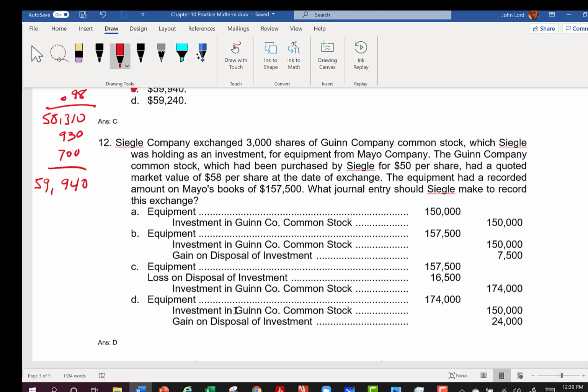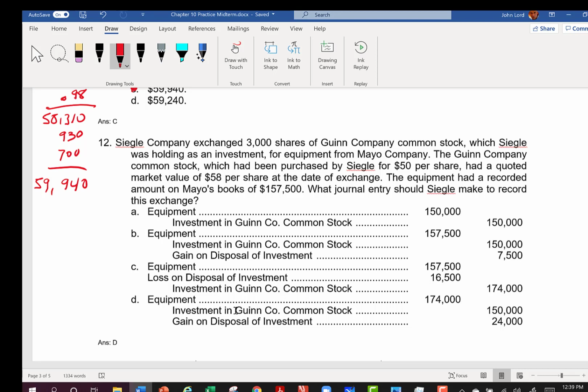Siegel Company exchanged 3,000 shares of Gwynn Company common stock, which Siegel was holding as an investment, for equipment from Mayo Company. So I hold the stock of one company. I'm going to give that stock of that company to another company in exchange for some equipment. So I'm giving up what? My investment. This is not equipment for equipment.